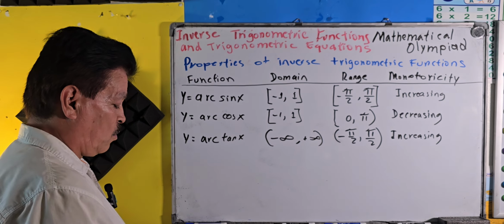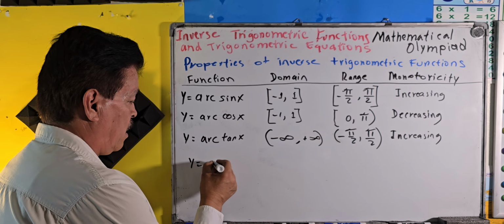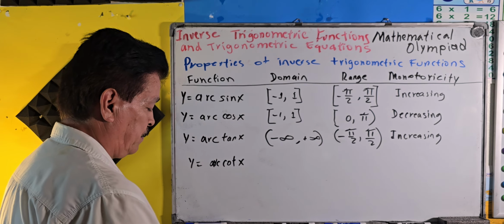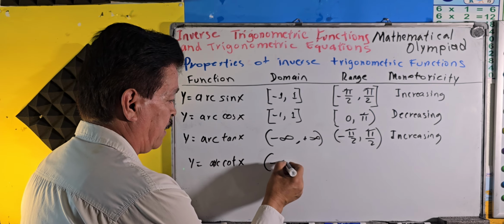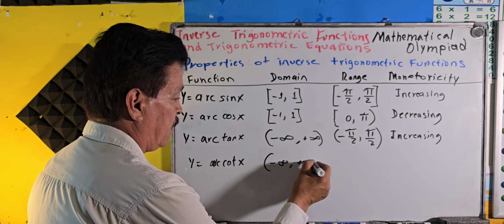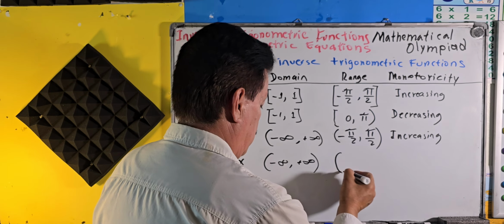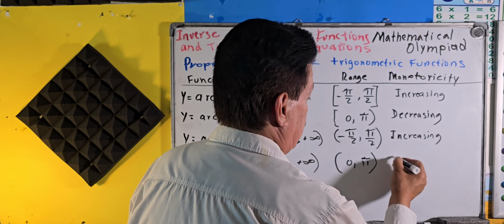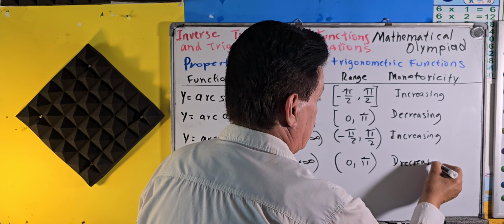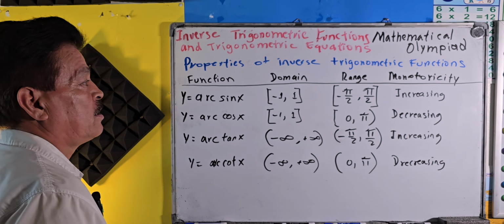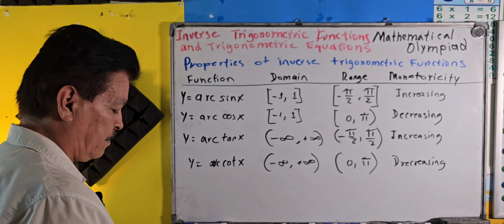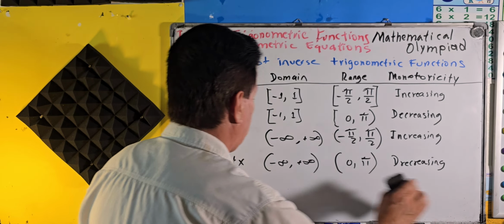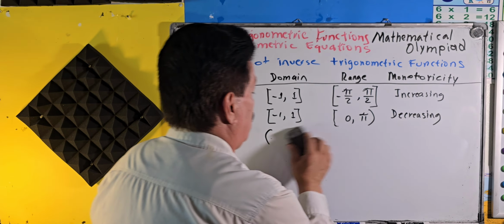All right, the next one we have y equals arccotangent x. Here we have negative infinity to positive infinity for the domain, and 0, pi for the range. Here it is decreasing. Okay, so these are the properties of inverse trigonometric functions. Keep this clue in your mind.